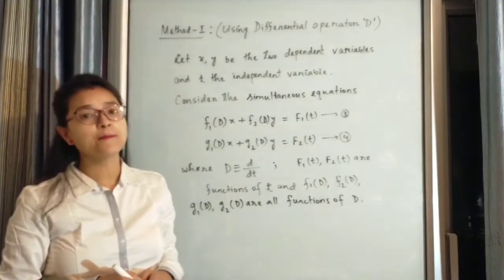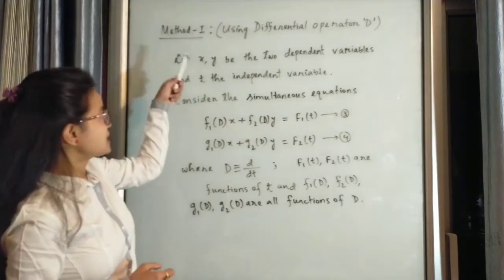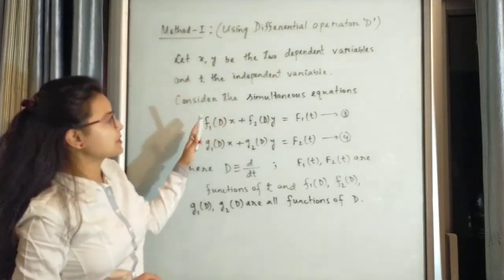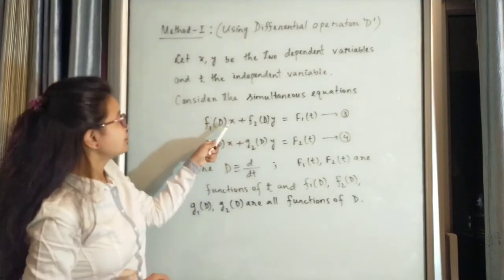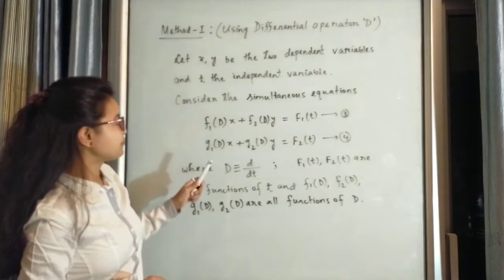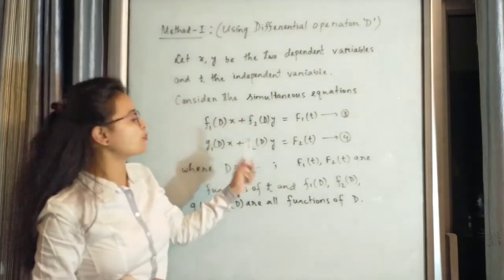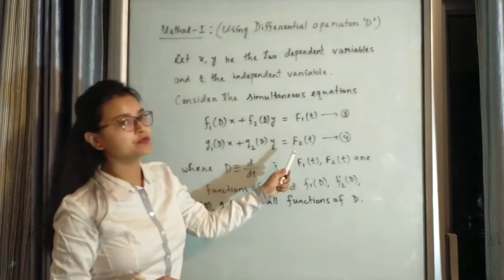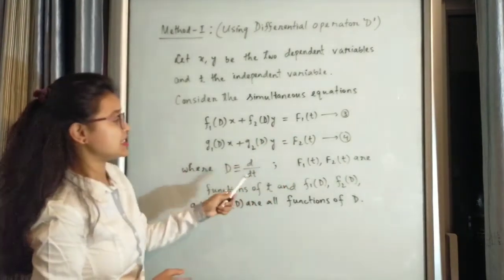Let's see the methods for solving simultaneous linear differential equations. The first method uses the differential operator D. Here to explain the method, I am considering a system of simultaneous linear differential equations with two dependent variables x, y and one independent variable t. Here f1(D), f2(D), g1(D), g2(D) are all functions of the operator D. On the right side, f1(t), f2(t) are functions of the independent variable t. And the operator D means d/dt.